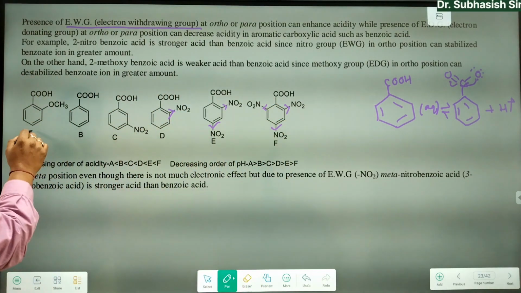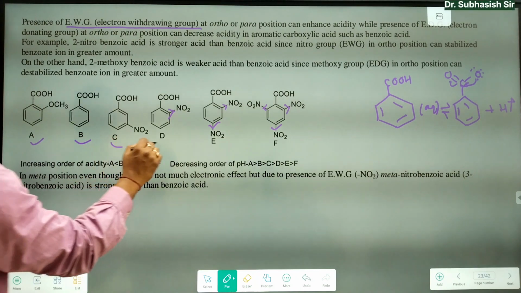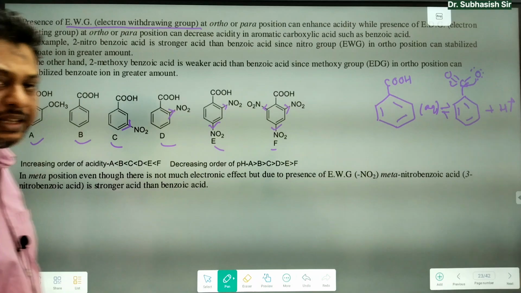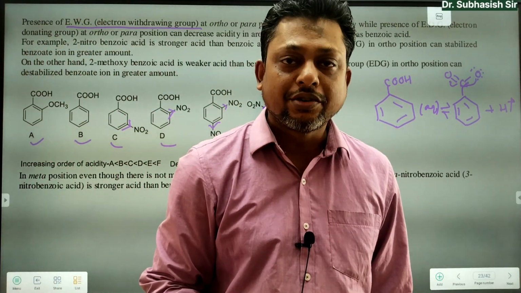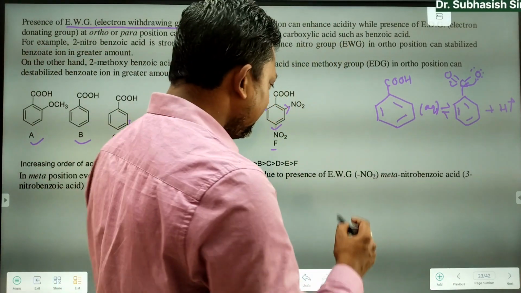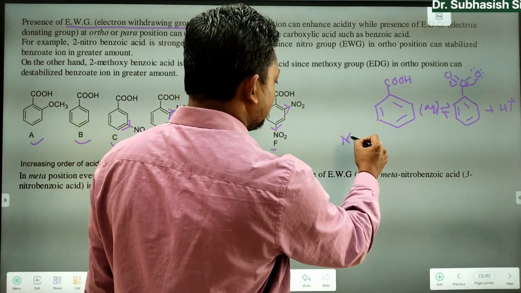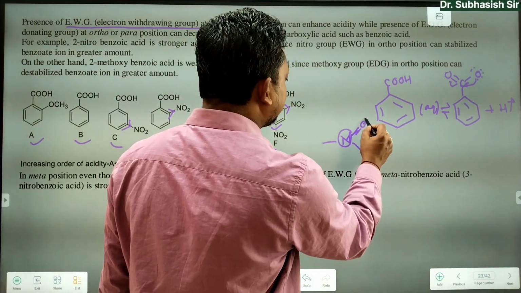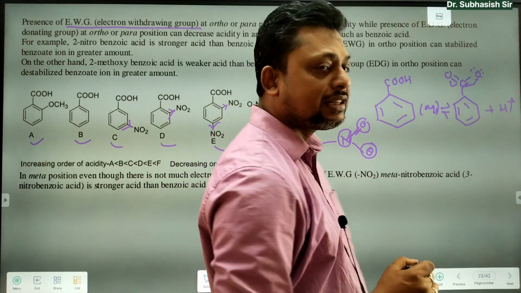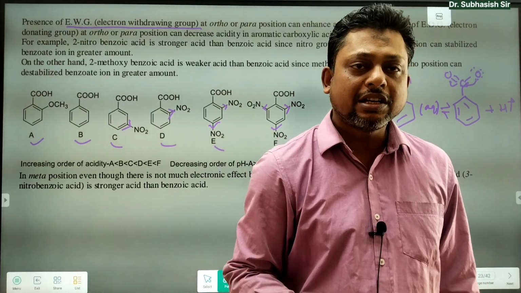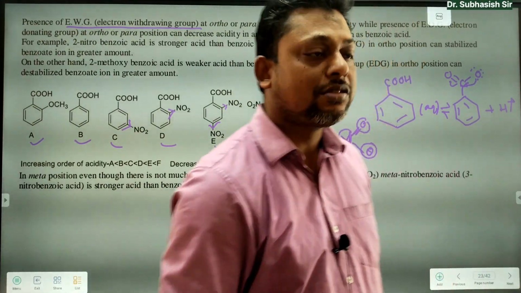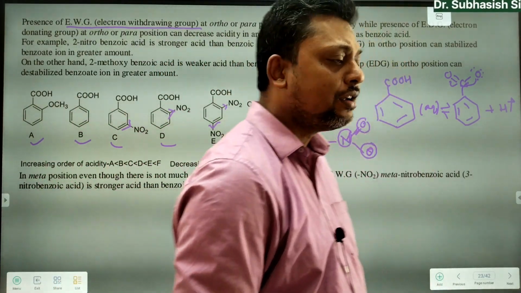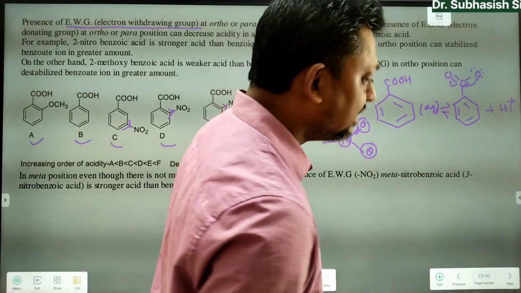For example, here I have written A, B, C, D, E, F. So we can tell that if electron withdrawing group is present, acidity is more. Nitro is electron withdrawing. Why nitro is electron withdrawing? Because in case of nitro group, you can see the presence of 3 electronegative elements. So as I already discussed with you, if number of electronegative element is more, acidity is also more. So you can tell that nitro group is an electron withdrawing group which can increase the acidity.